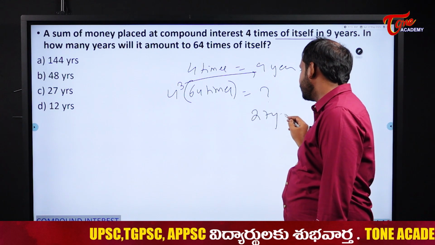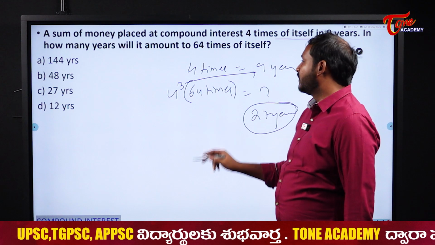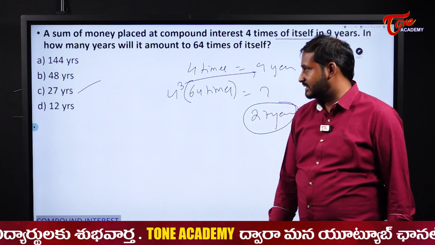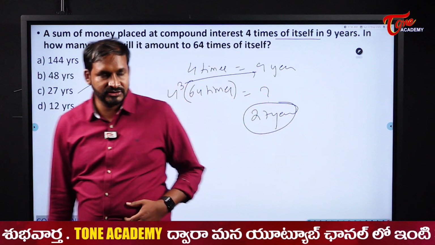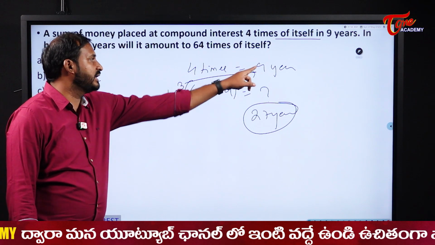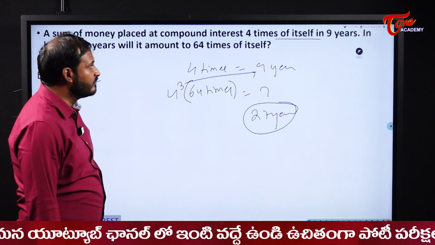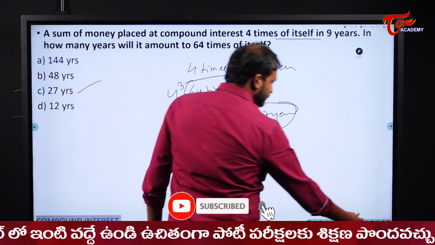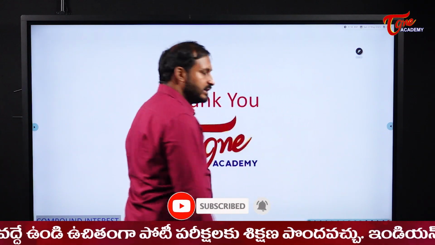That means it will become 64 times in how many years? 27 years. Understood, students? 4 times in 9 years and 4 cube times in 3 into 9, 27 years. With a simple and direct formula, you will get the answer. Okay? Next one. Right? That's it.